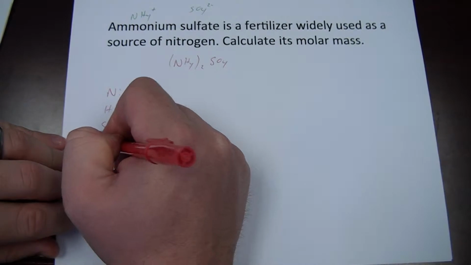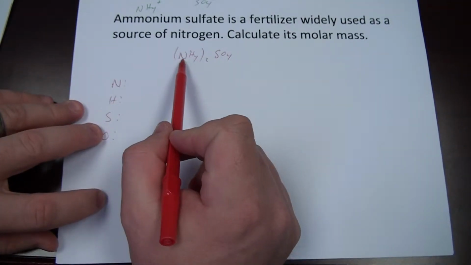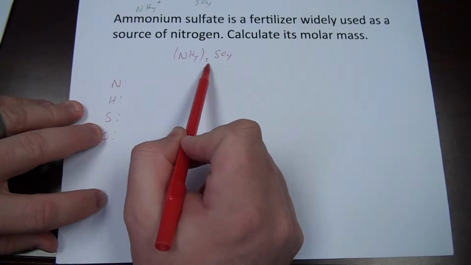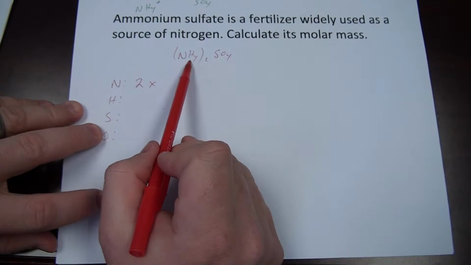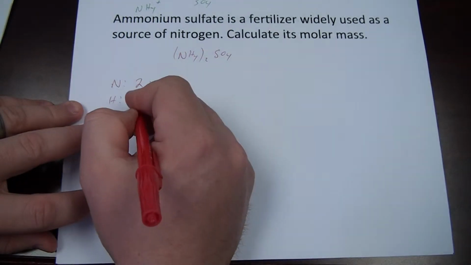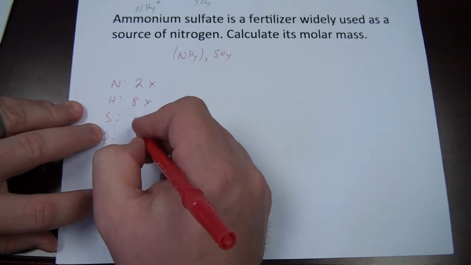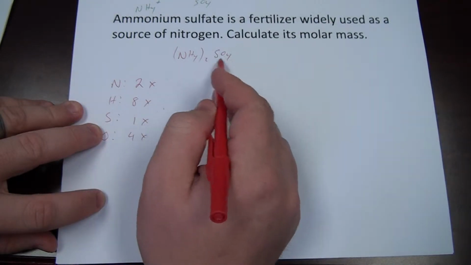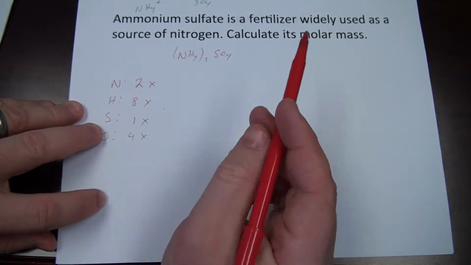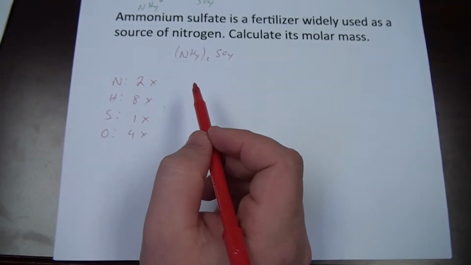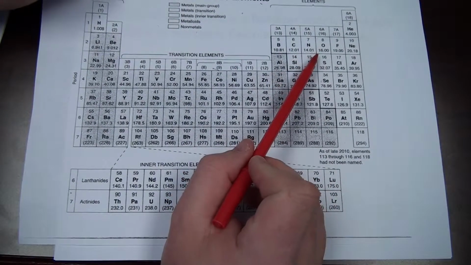sulfur, and oxygen. Okay, for nitrogens, each ammonium has one nitrogen, but there's two ammoniums, so we have a total of 2. Hydrogen, again, 4 for each ammonium, but there's 2 of them, so that's 8. Sulfur, there's 1. Oxygen, there is 4. Again, there's no parentheses here, so there's only the 4 in the individual sulfate formula. Again, from the periodic table, the atomic masses are listed here.